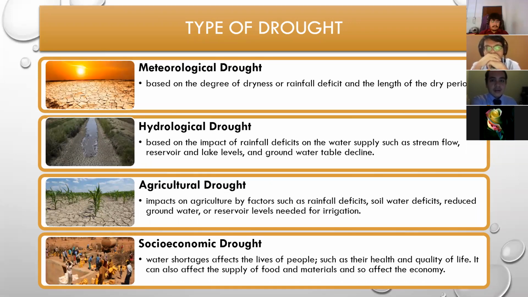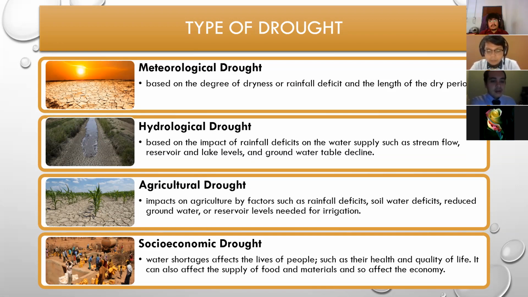Okay, there are four types of drought that we know. First of all is meteorological drought, which is based on the degree of dryness or rainfall deficit and the length of the dry period. Second is hydrological drought. It's the impact of rainfall deficit on the water supply, such as stream flow, reservoir and lake levels, and groundwater table decline. Third, agricultural drought. Impact on agriculture by factors such as rainfall deficit, soil water deficit, reduced groundwater or reservoir levels needed for irrigation.